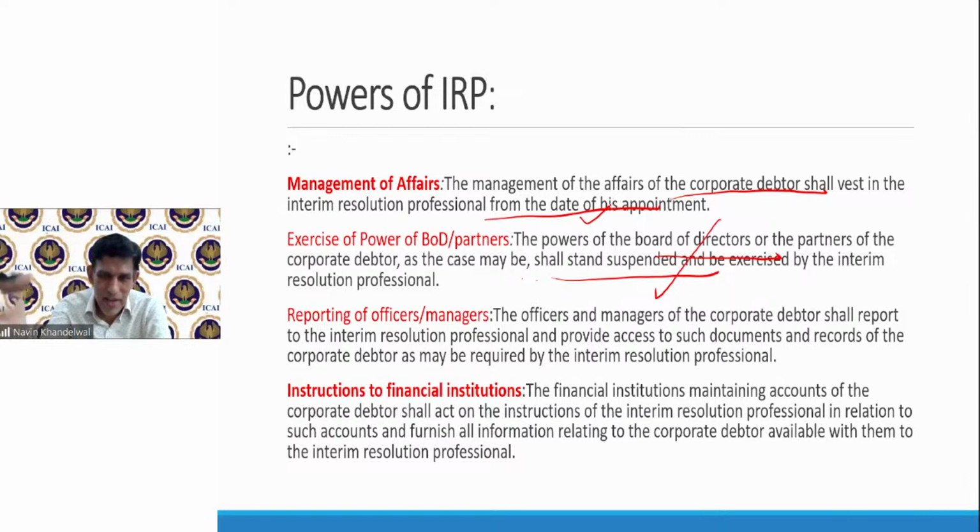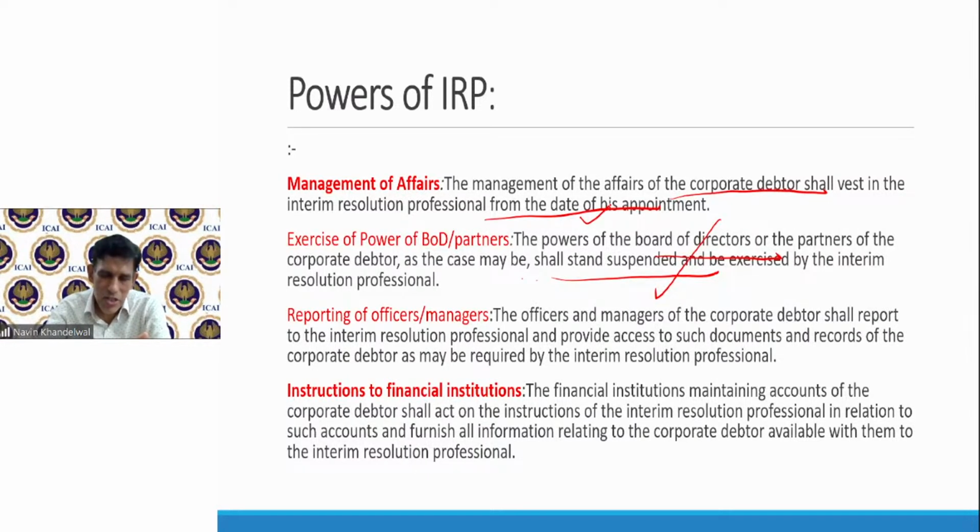The directors will be there. The powers of the board will be suspended. That means they will not be taking any action on behalf of the company. It is only the RP, IRP who will take all the actions on behalf of the company. And all the officers and the managers of the corporate debtor shall start reporting to the IRP and provide access to all the information, documents, records of the CD as and when required by the IRP.